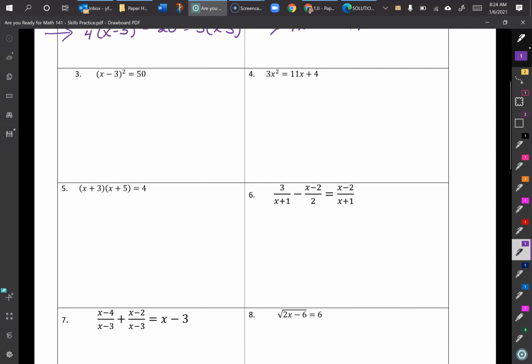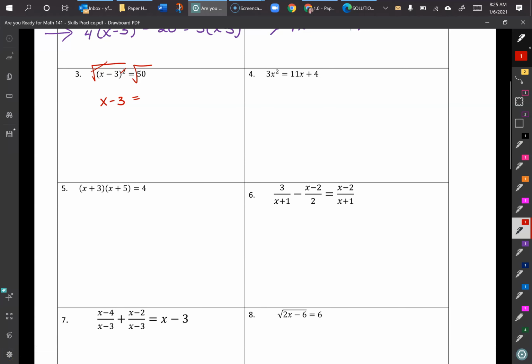So my squared binomial is already isolated, so I can actually just go ahead and take the square root of both sides. I don't need to expand this out. It's really set up nicely for me, so I'm going to use the square root method. So I take the square root of both sides, and the square root of something squared is just the inside part, the radicand, and then equals the square root of 50.